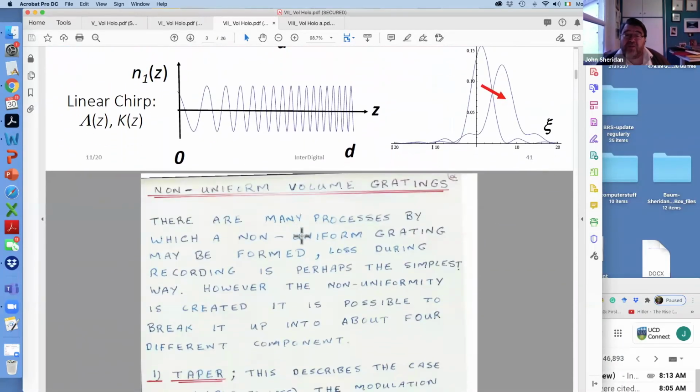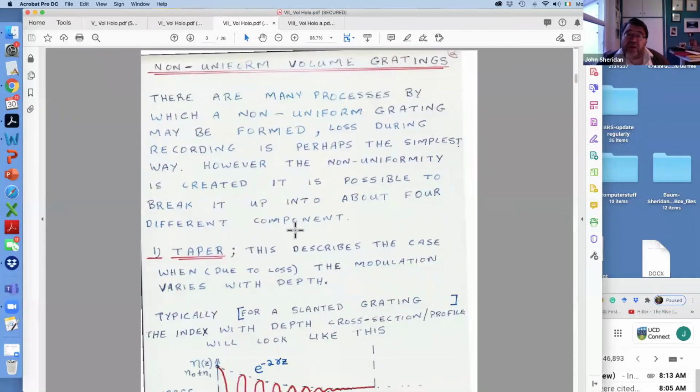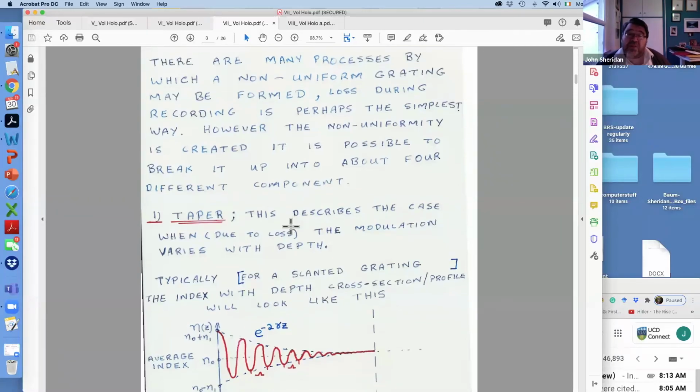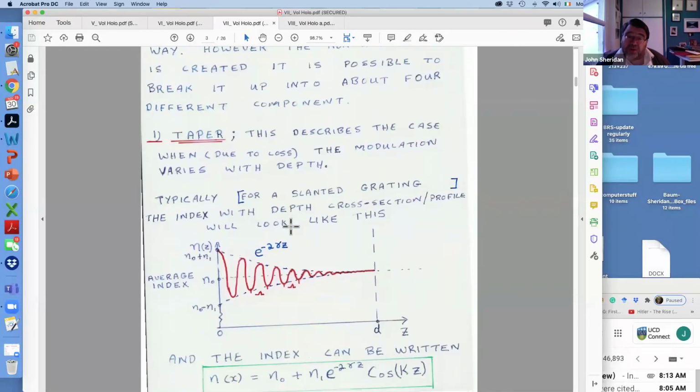Okay, so non-uniform volume gratings. There are many processes by which a non-uniform grating may be formed. Loss during recording is perhaps the simplest way, general absorption, and as I said, I could attribute this to the dye. However the non-uniformity is created, it is possible to break it up into about 4 different components.